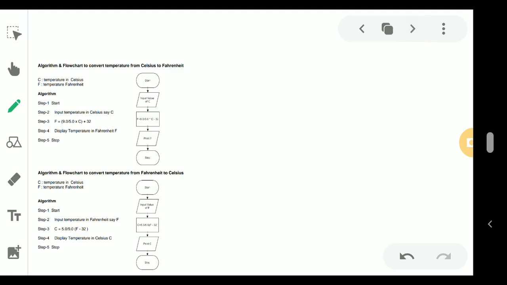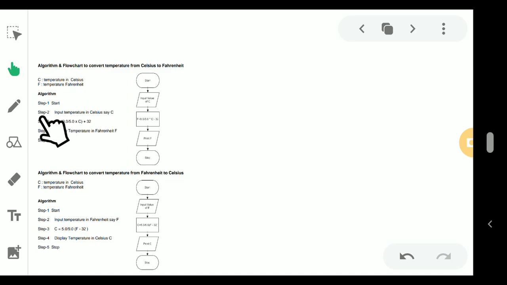The next algorithm is saying to write an algorithm or draw a flowchart to convert the temperature from Celsius to Fahrenheit. Okay, so Celsius to Fahrenheit. What is the algorithm written? First we are declaring a variable C for temperature in Celsius. We are declaring another variable F. In this variable, we'll take the temperature in Fahrenheit.